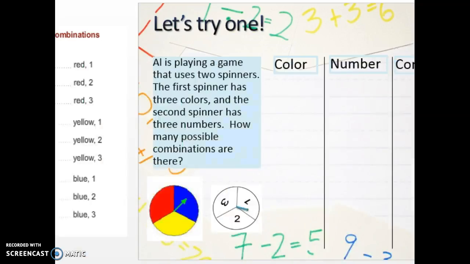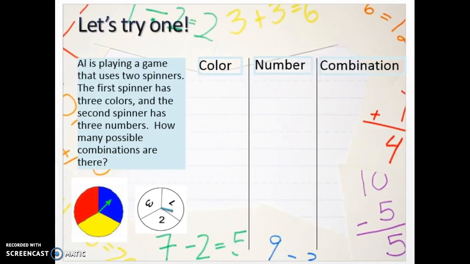So let's try one. Al is playing a game that uses 2 spinners. The first spinner has 3 colors, and the second spinner has 3 numbers. How many possible combinations are there? First thing I'm going to do is fill in the color. I'm going to start with red. So I can have the color red and the number 1. That would give me the combination of red 1.